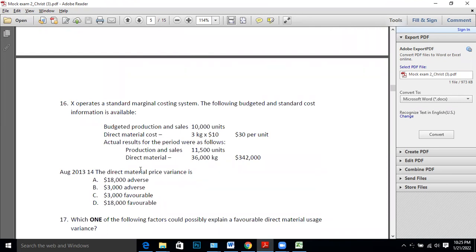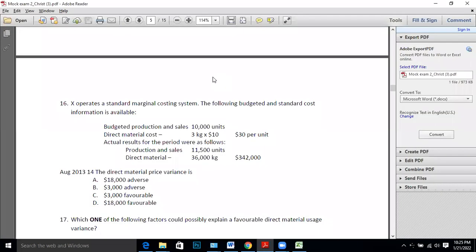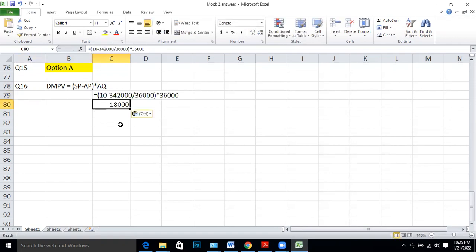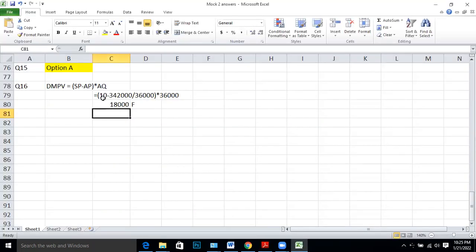Material price variance. Price variance. The fastest method is doing it with the equation: standard price minus actual price, multiplied by actual quantity purchased. Standard price is 10. Actual price, I'll divide and find it: 342,000 divided by 36,000, multiplied by 36,000. Positive answer means favorable. Which option do we have? 18 favorable. Option D.